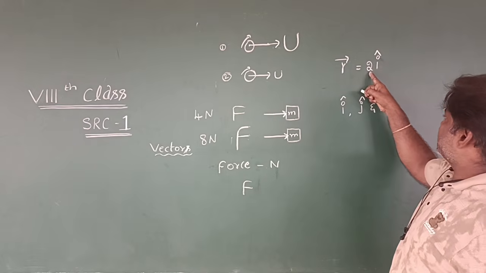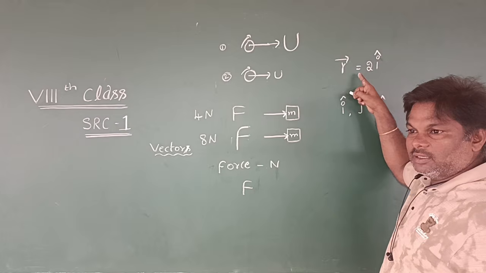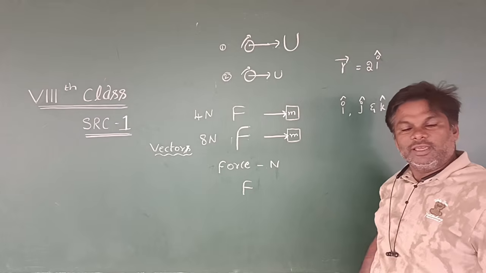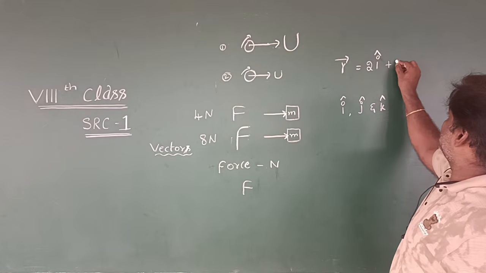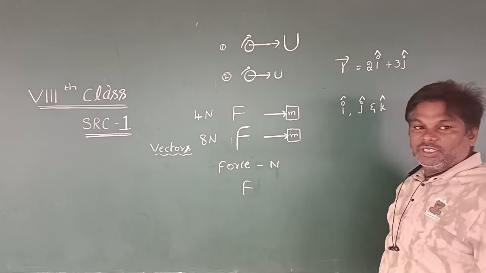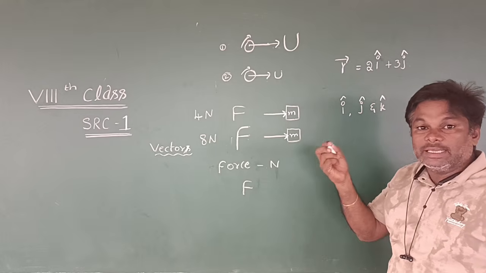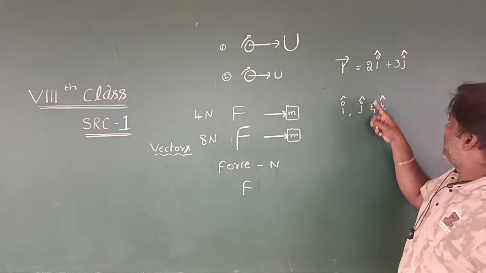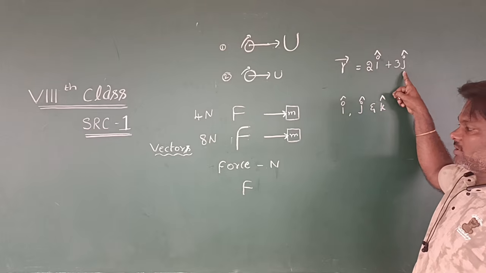This 2 is a magnitude, and I will give you the information that this is located on the x-axis. Suppose I extend this one: 2i plus 3j. Now this is a position vector of an object in the x-y plane, because already I told you that i cap is a unit vector along the x-axis and j cap is a unit vector along the y-axis.